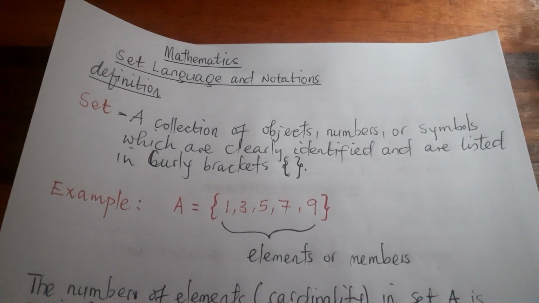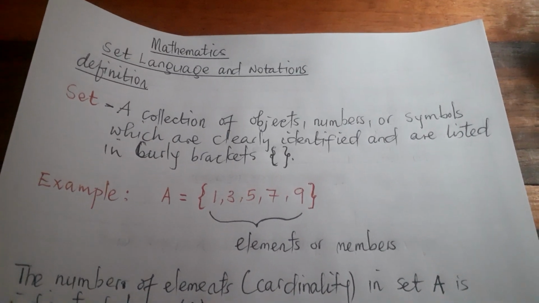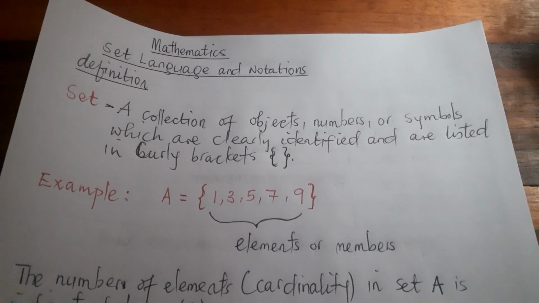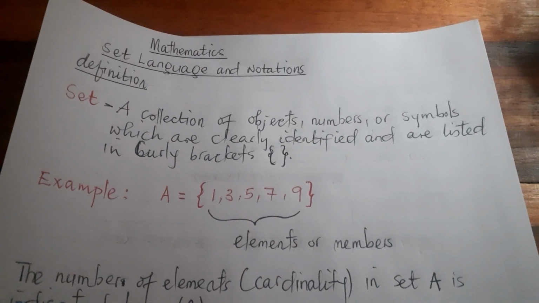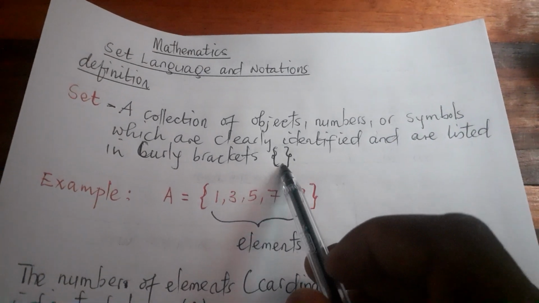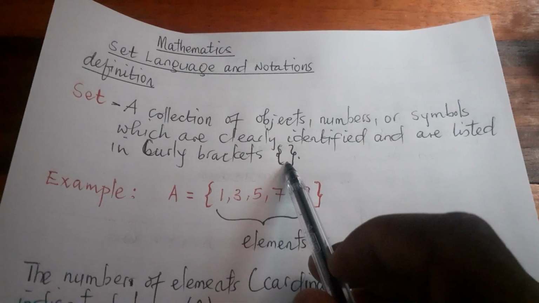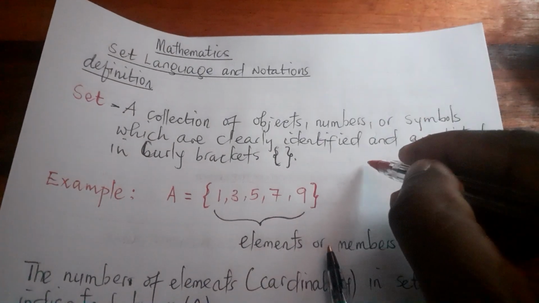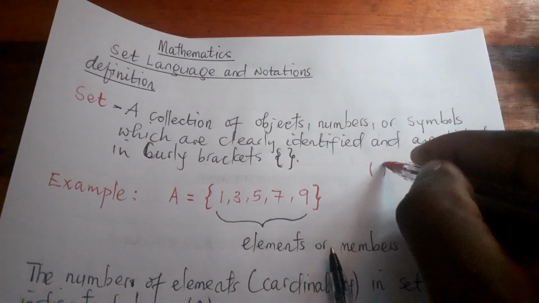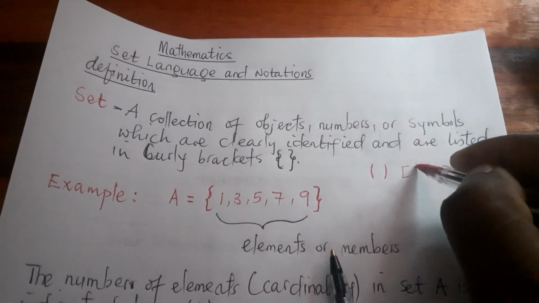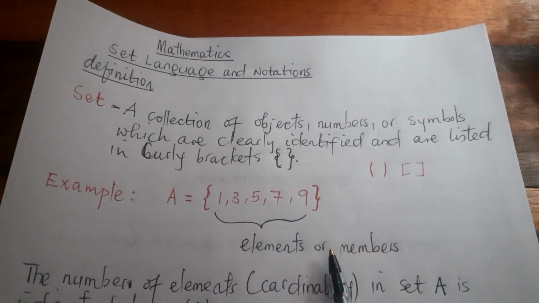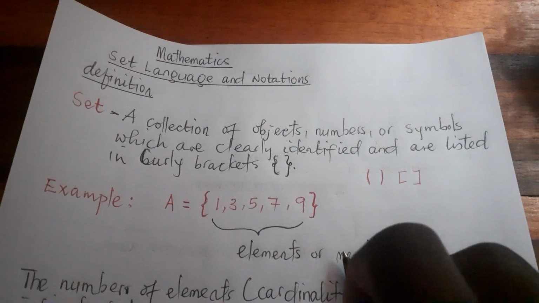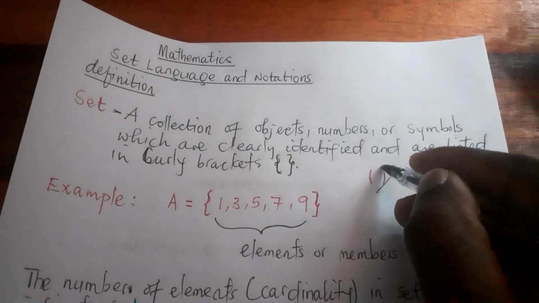A set can be defined as a collection of objects, numbers, or symbols, which are clearly identified and are listed in curly brackets. And these are the curly brackets. We do not use this type of brackets, round brackets or square brackets. We don't use those when we are dealing with sets. We only use curly brackets.